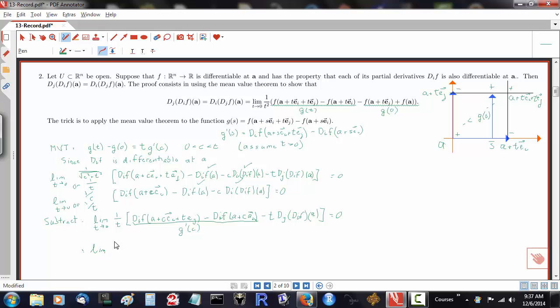So the limit as t approaches 0 of 1 over t squared. Why 1 over t squared? Because I'm going to replace this g prime of c by g of t minus g of 0. But when I do that, I'm supposed to divide it by t. I put the t out there. Minus, well, since I put another t outside, I guess I better not put another t inside.